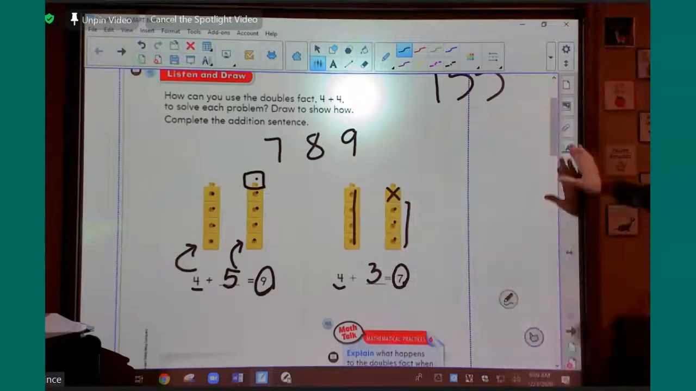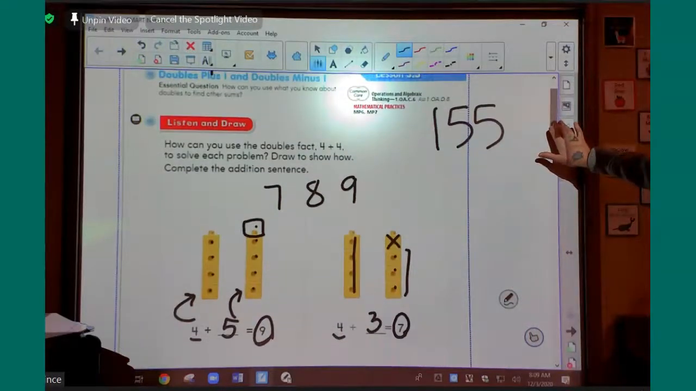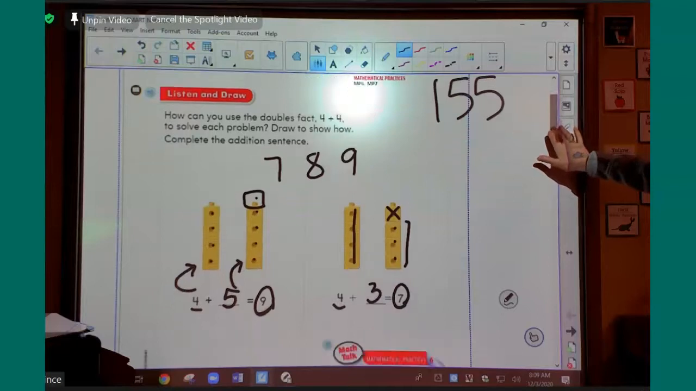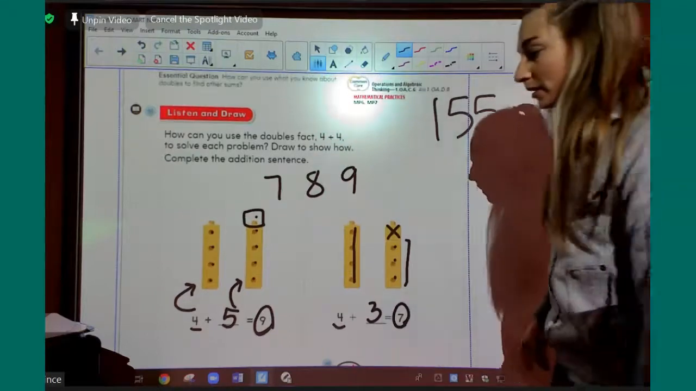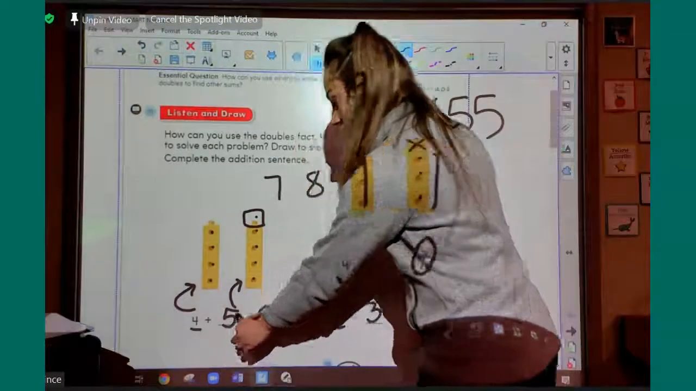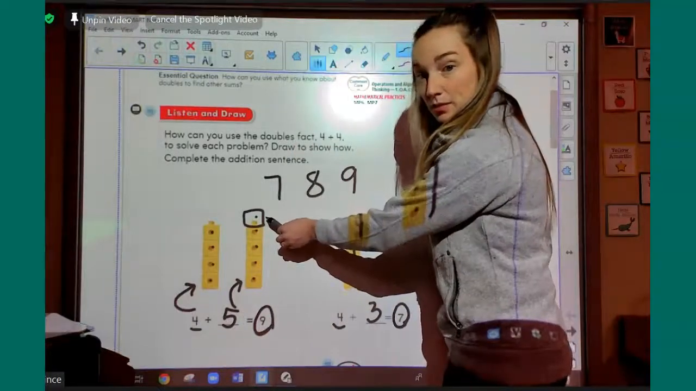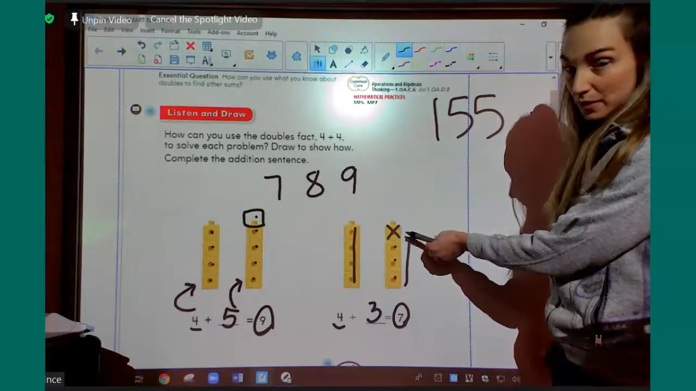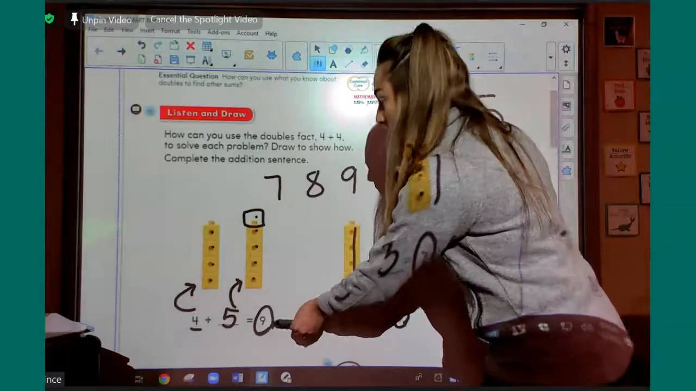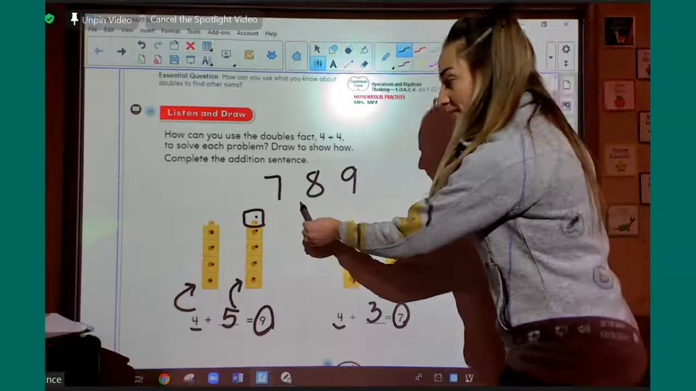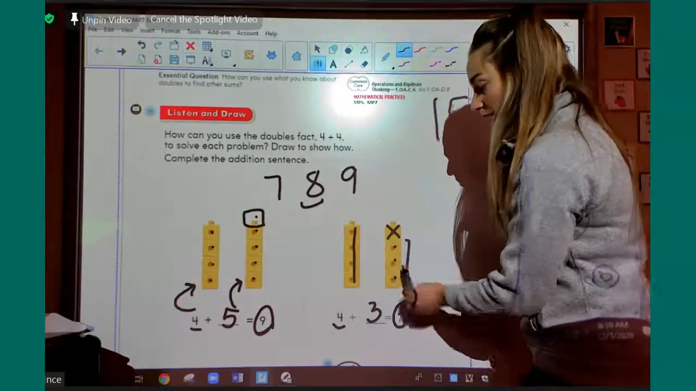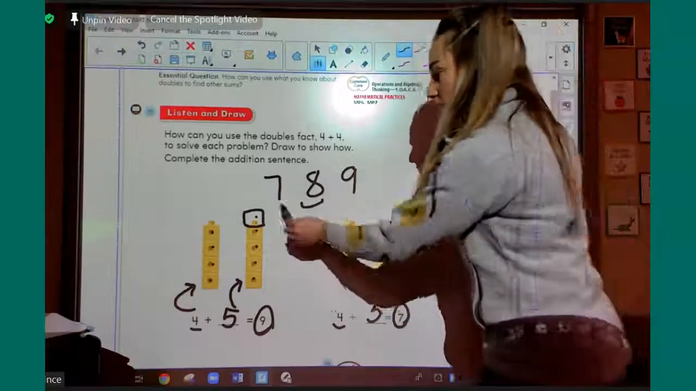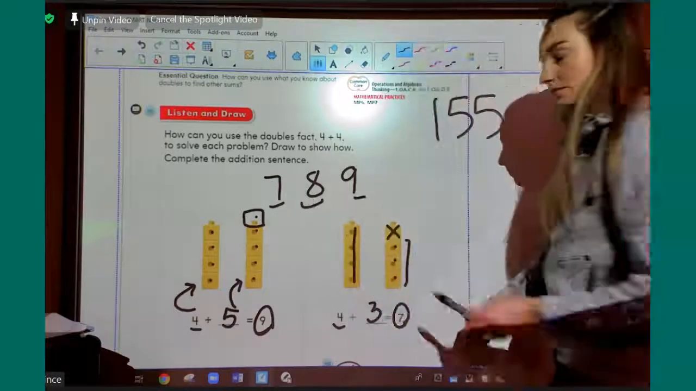Hi, Xander, we are on page 155, and we were just talking about doubles plus 1, where we had to add a cube, and doubles minus 1, where we had to get rid of a cube, and that our doubles plus 1 put us one number ahead of our double, and our doubles minus 1 put us one number behind.